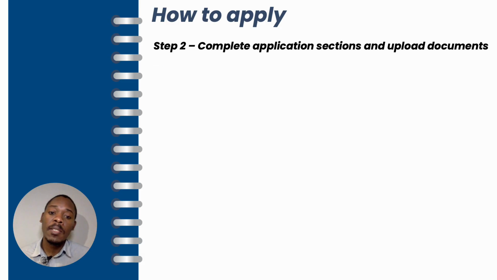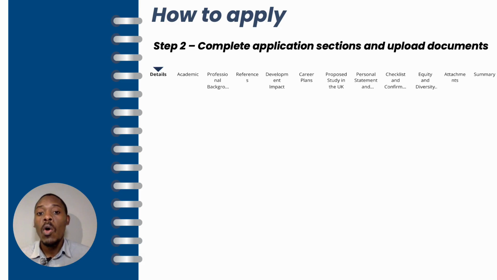So there are various sections that you have to complete. The first one will be the details. So this is where you find your details, like your name and other things that you need to include. But most of the things like your name, your email address will have already been populated.